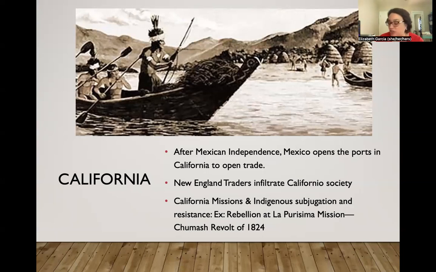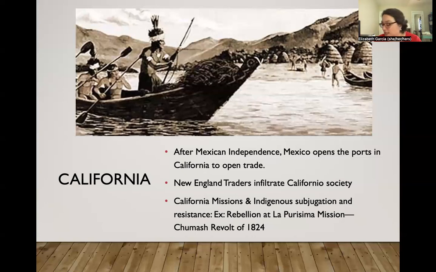So New England traders infiltrate California society, marrying the daughters of prominent wealthy California families, becoming Mexican citizens, pledging loyalty to the Catholic Church, and performing assimilation into Mexican society, only to later help the United States take possession of California. So those same people who come at this earlier point and say, we're here to be part of Mexico, to be assimilated into Mexican society and the Catholic Church, those same people turn against them later on and facilitate California becoming a possession of the United States.